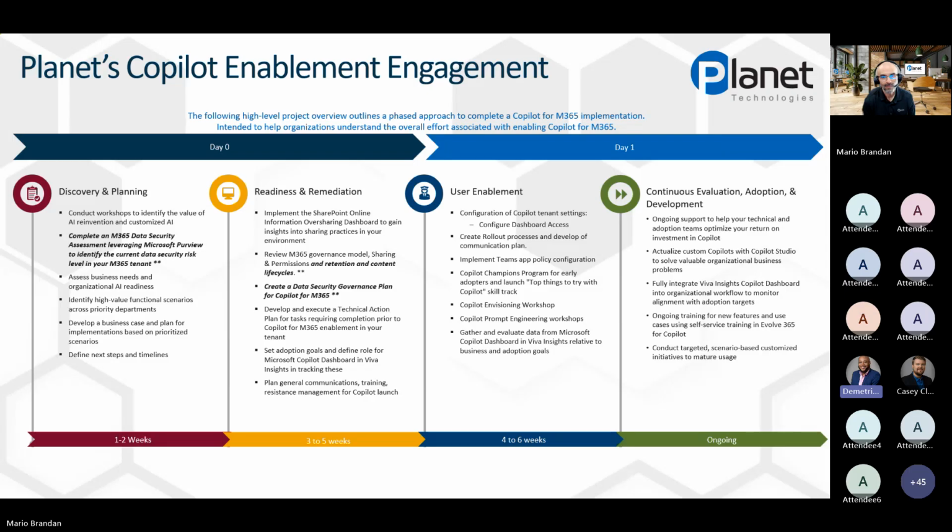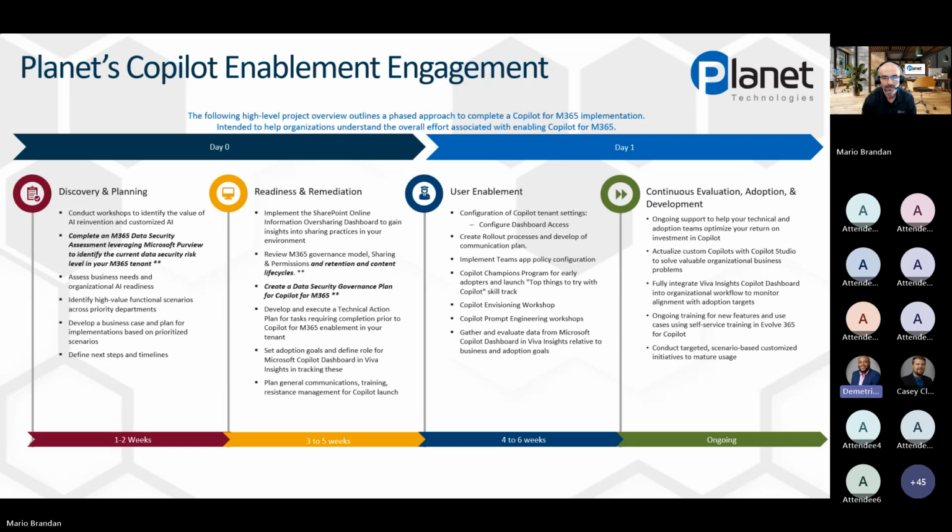So you look at it in terms of, here are the things I've identified: oversharing, things in terms of retention policies. Maybe I don't want to make it available from a security perspective. So you want to create a data governance security plan for Copilot. You're also going to start talking about what your adoption goals are. We're going to work with you on all those things.